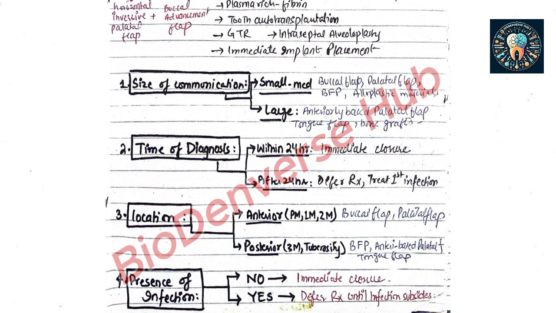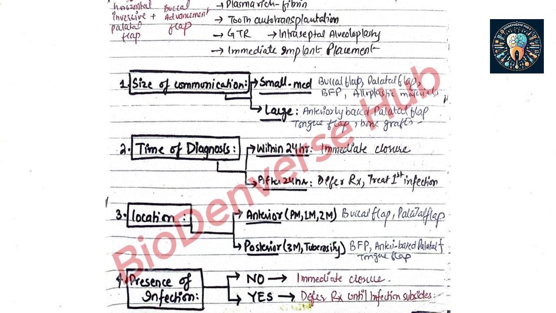The third important guiding factor is the location. If it is present anteriorly, that is the premolar, first molar, or second molar, the buccal flap or the palatal rotational flap can be used. But if it is located more posteriorly, that is the third molar tuberosity region, you could use the buccal fat pad, anteriorly based palatal flap, or tongue flap. The last important guiding factor is the presence of infection. If there is any infection present, you should defer the treatment until the infection subsides. If there is no infection present, you can go on with the immediate closure. So this was about the management of oroantral fistula.